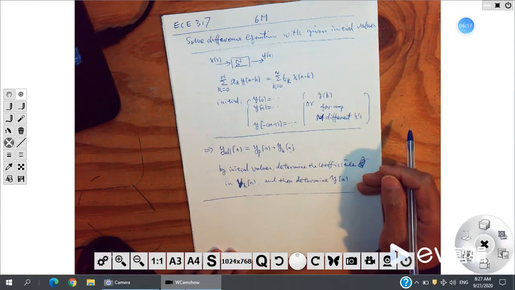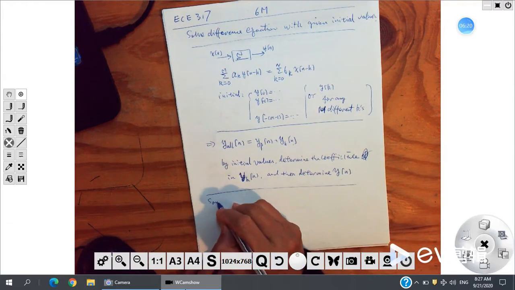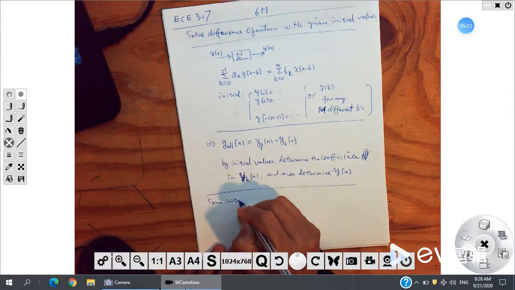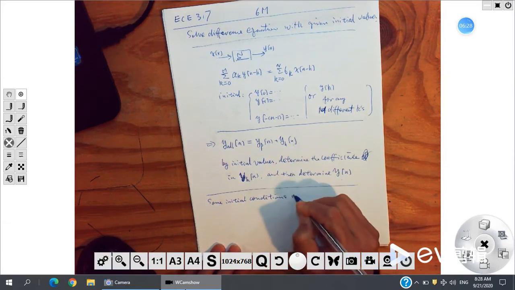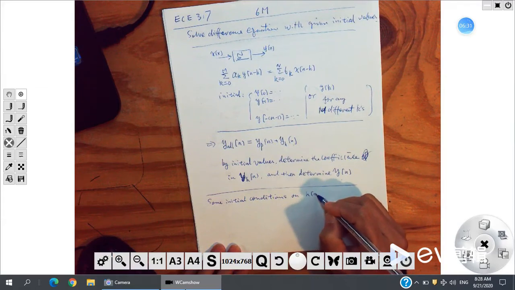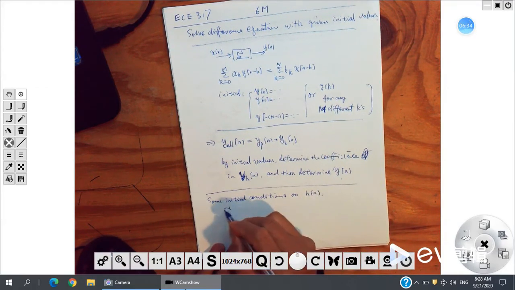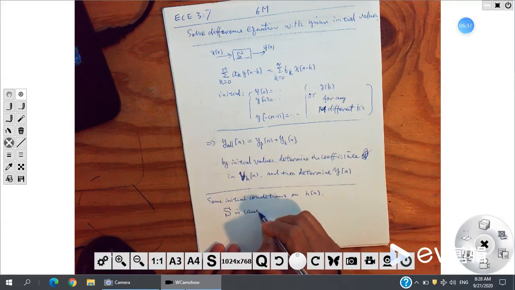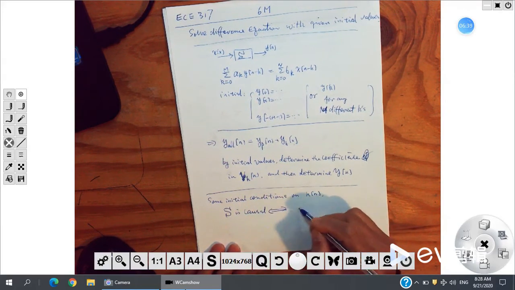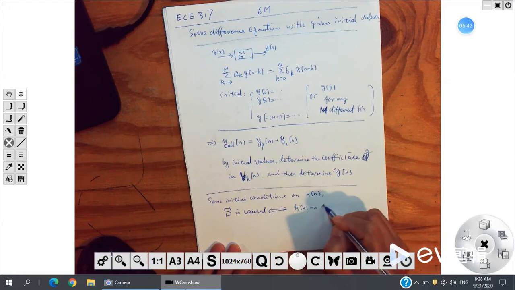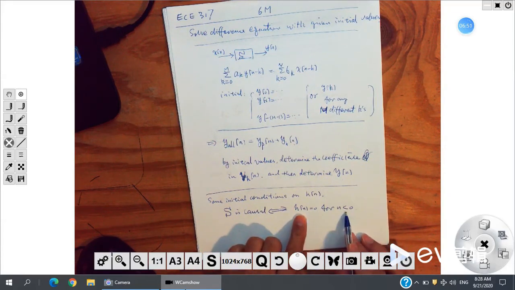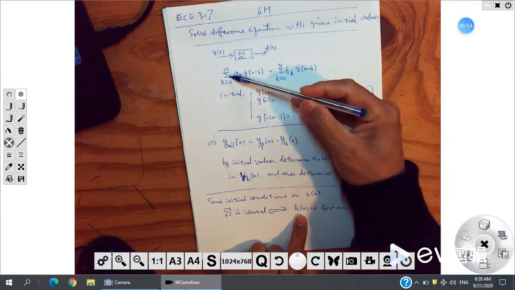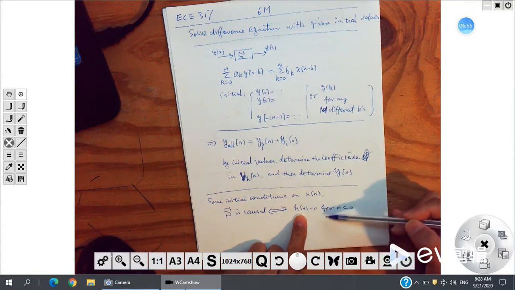And we also discussed some initial conditions on the impulse response h of n. If S is causal, that means h equals 0 for n smaller than 0. So you can use these as initial conditions. Actually, we have infinitely many values, but we only need m, so you can pick any m from here, then try to solve it. Right?